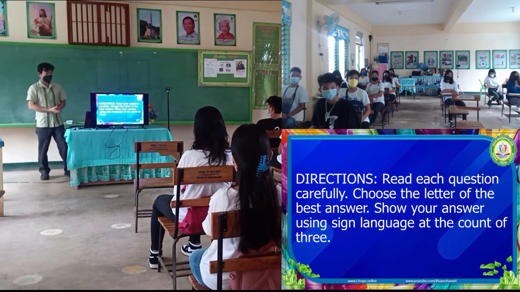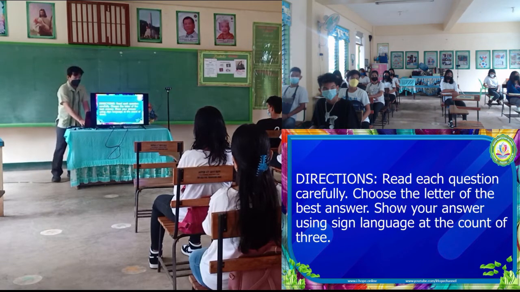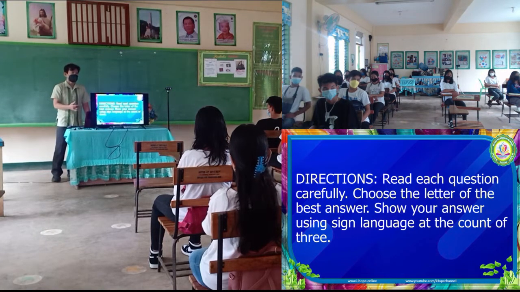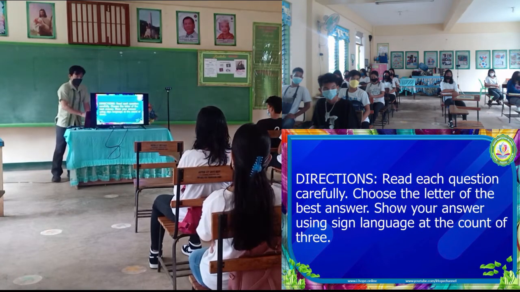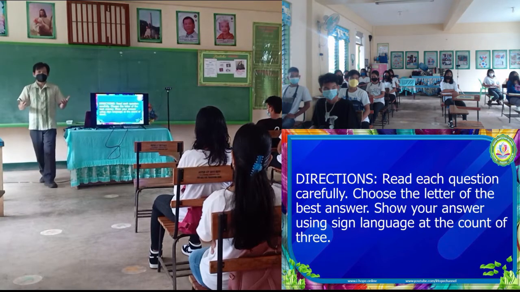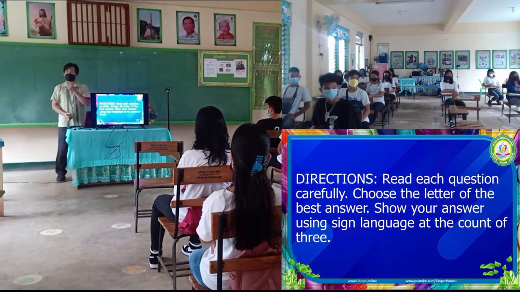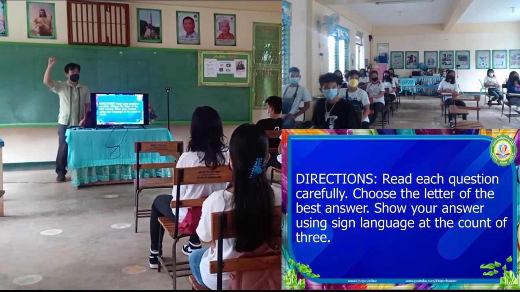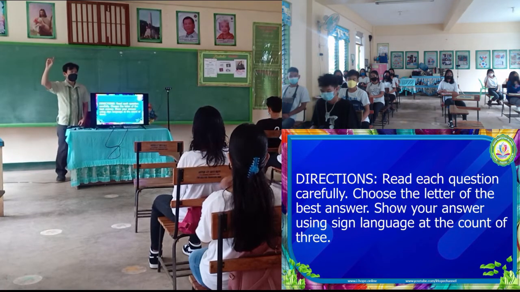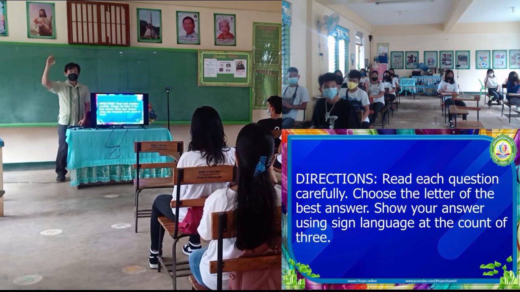So this is the directions of the activity. I will show you the questions, then after that you will read carefully and then choose the letter. After I count down from 3 to 0, then when I show my hands like this, you will show your answer using sign language. This is for A, B, C, and D. Again, A, B, C, and D.